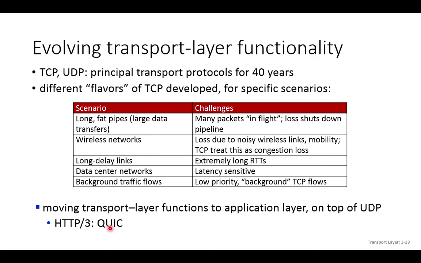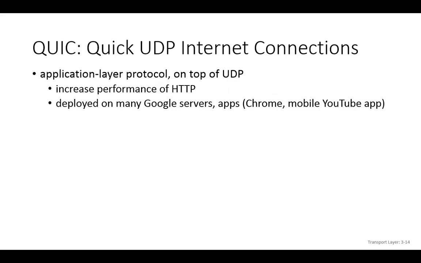What is this QUIC protocol and how does it work? Basically it is an application layer protocol on top of UDP. Let's discuss some of its features. First of all, QUIC is an application layer protocol over UDP. QUIC stands for Quick UDP Internet Connections, Q for quick, and U for UDP. It is used on top of UDP. It increases the performance of HTTP, and it is deployed on many Google servers and applications, for example Chrome, mobile, YouTube app, etc.